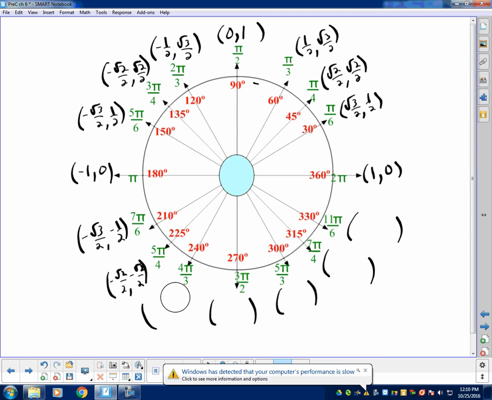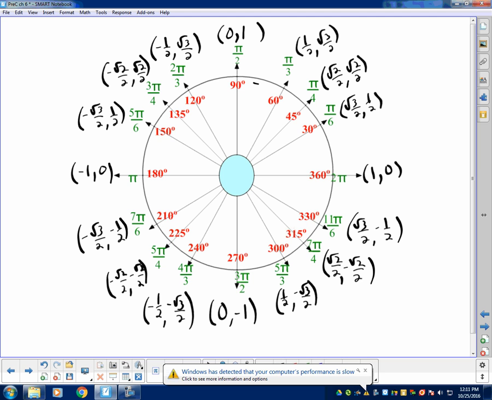And then here is, other way around, negative 1/2, comma, negative root 3 over 2. It's kind of hard to write that way. And then here is 0, comma, negative 1. And then here we're not as far out. It's positive 1/2, farther down, negative root 3 over 2. And then here is root 2 over 2, negative root 2 over 2. And here we have root 3 over 2, comma, negative 1/2.